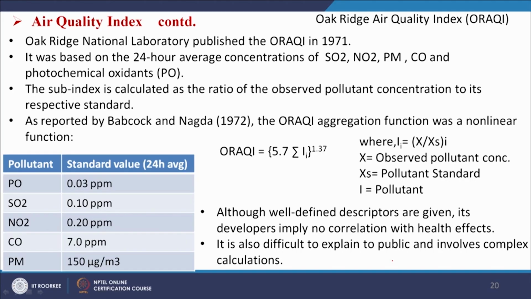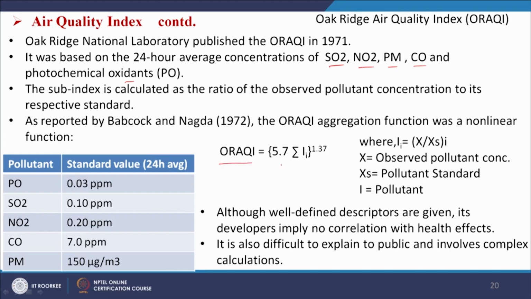Another is the Oak Ridge Air Quality Index. Oak Ridge National Laboratory published the Oak Ridge Air Quality Index in 1971, and it was based on the 24-hour average concentration of SO2, NO2, PM, CO and photochemical oxidants. The sub index is calculated as the ratio of the observed pollutant concentration to its respective standard, and as reported by Babcock and Nagda, the ORAQI aggregation function was a nonlinear function.